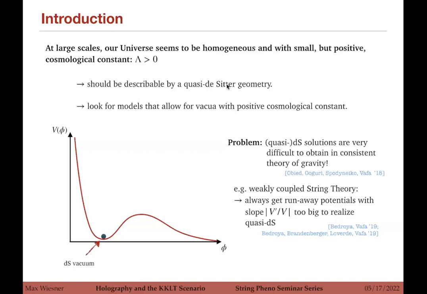The problem, however, as was suggested also conjecturally in this paper, is that quasi-de Sitter solutions are very difficult to obtain in a consistent theory of gravity. Of course, one can write down such a potential just in effective field theory, just by coming up with some potential, but embedding this in a consistent theory of gravity seems to be very difficult. For instance, weakly coupled string theory, which I think is currently our best shot at a consistent theory of gravity, has the problem that we always get a runaway potential, with a slope that is too big to realize quasi-de Sitter space, such that in weakly coupled string theory we cannot really realize such a de Sitter vacuum.